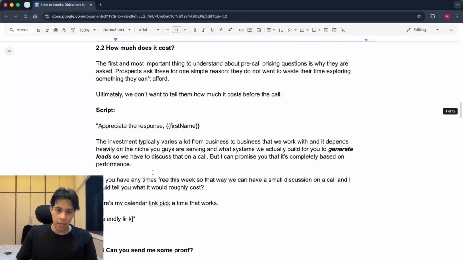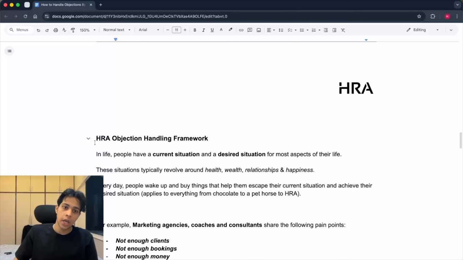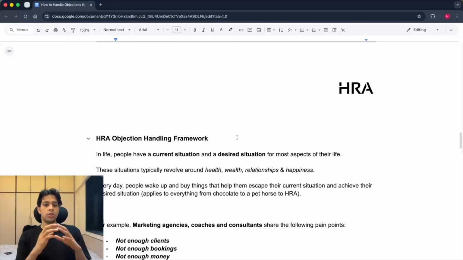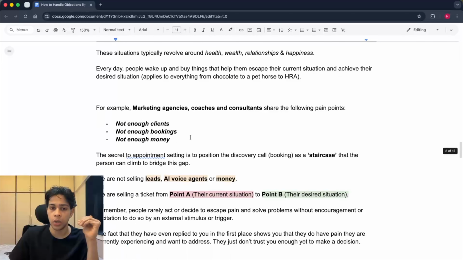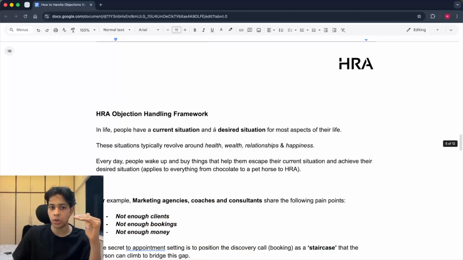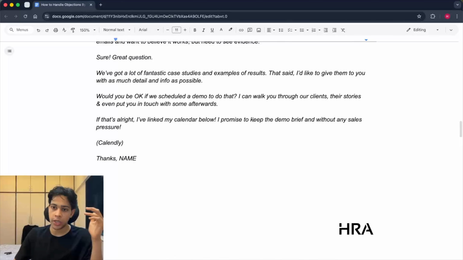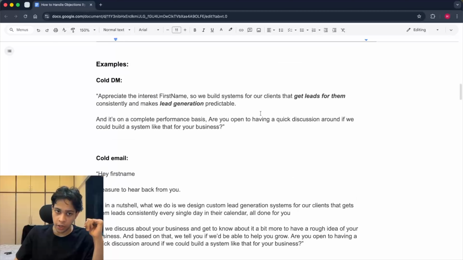Now we're going to get into the HRA objection handling framework. This framework is just going to show you how to handle any objection. Even if it's not any of these three, which most of the objections are one of these three, this framework will help you understand what's going on beneath the surface, give you the fundamental understanding, so you don't have to watch any of these objection handling videos ever again.